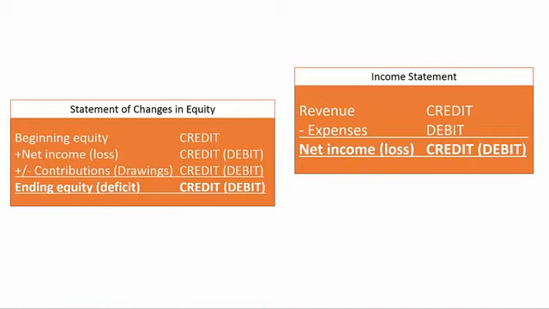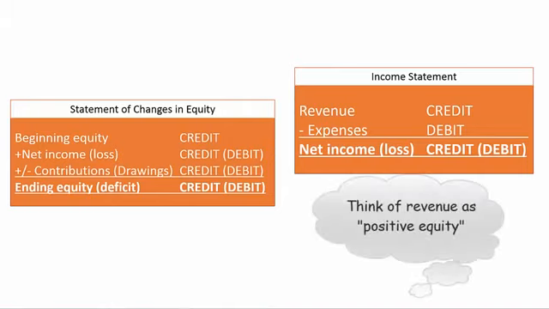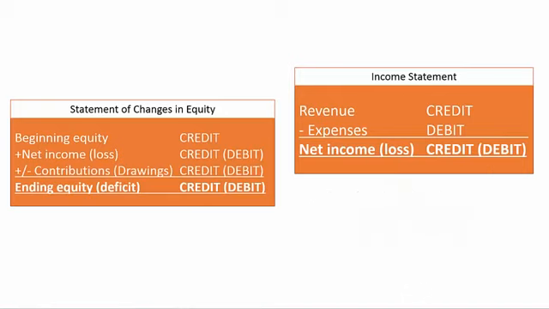When we collect cash from customers, we debit cash and the credit goes to revenue. Think of revenue as a positive equity. And what is positive equity? A debit or a credit? That's right, it's a credit. Revenues are always a credit.